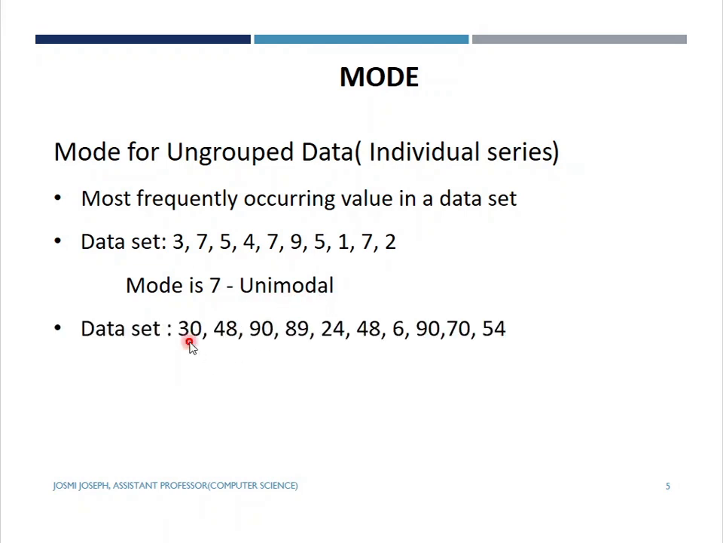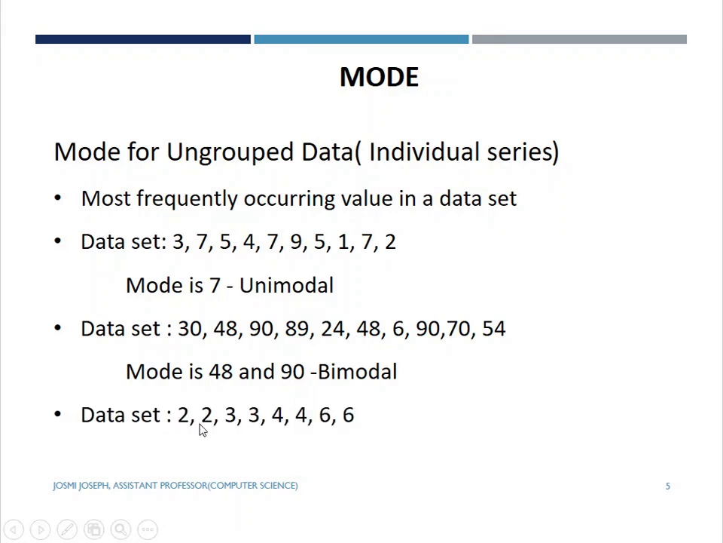Next data set, we have these values. Find out the mode of this data set. By examining this sequence, we will come to know that 48 occurs 2 times and 90 is also occurring 2 times. So here the data set is bimodal, that means two modes are there for this data set.